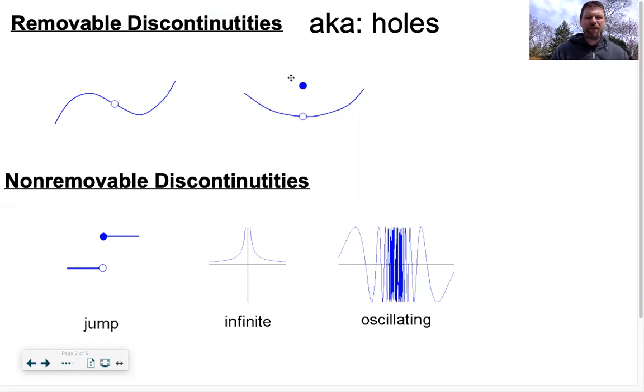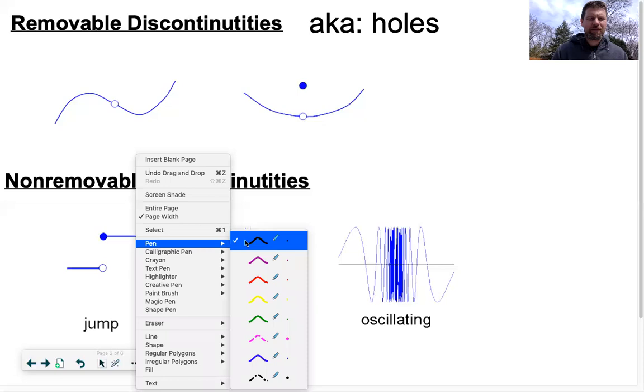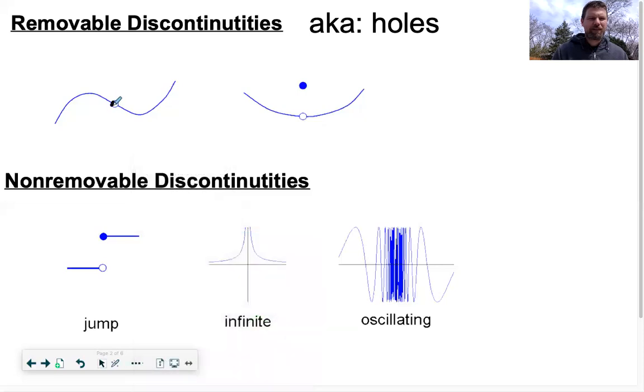It doesn't matter if there's a value placed there or not. If there's a hole, it's a removable discontinuity. They're called removable because they can be easily fixed by filling in that hole. If I take a pen and I fill that little spot in, all of a sudden this function becomes continuous. I can trace it without picking my pencil up.